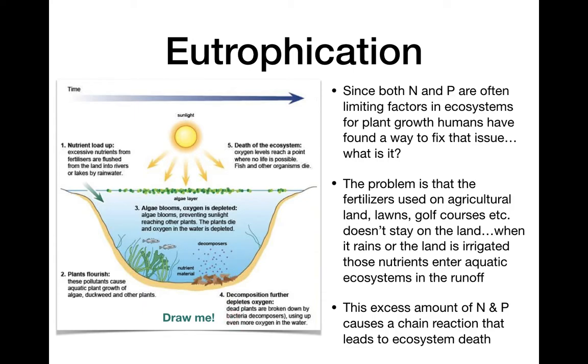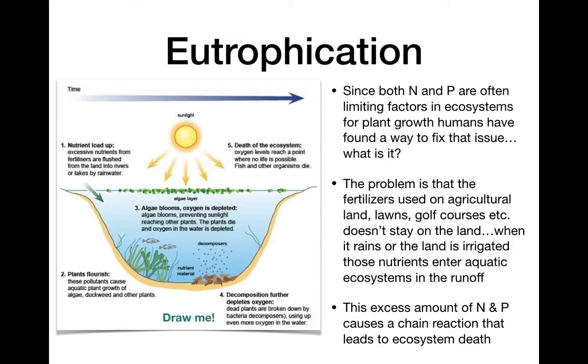Step 4, all these dead things, dead plants, are going to start being decomposed. The decomposers in this ecosystem are going to start to break them down. Bacteria specifically are the decomposers in this case, and that's going to require oxygen, so it uses up oxygen even more. There's less oxygen being produced since so many plants are dying, and there's more oxygen being used because decomposers are decomposing the plants that are dying.